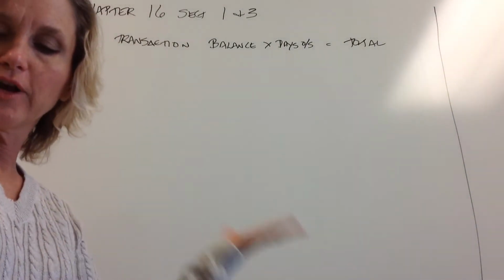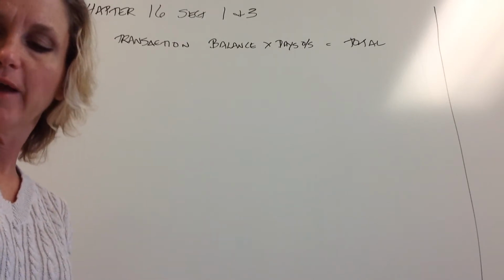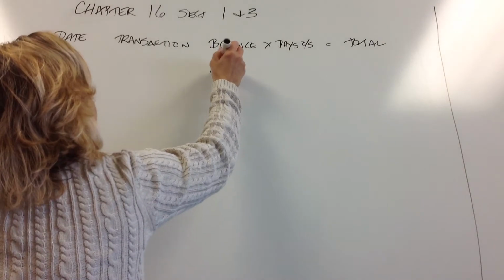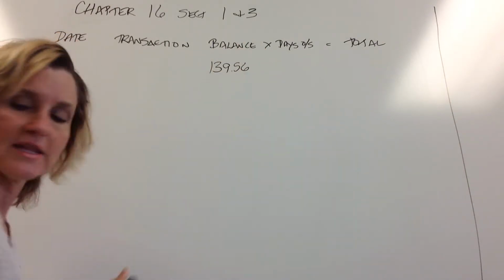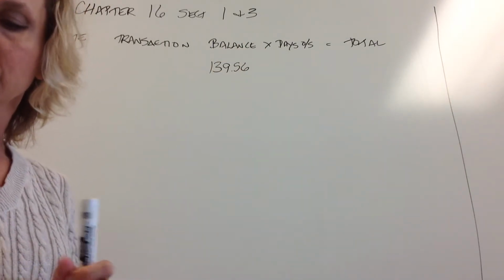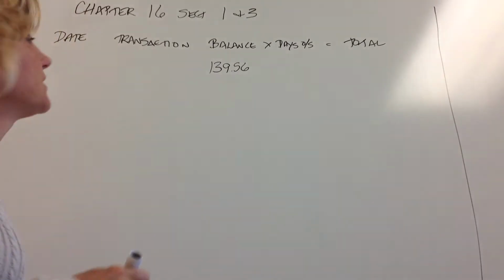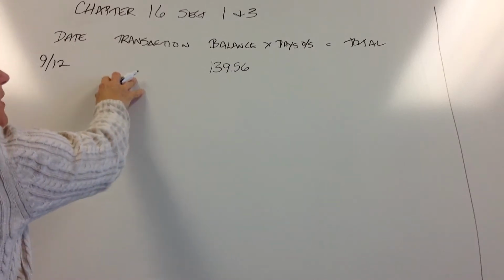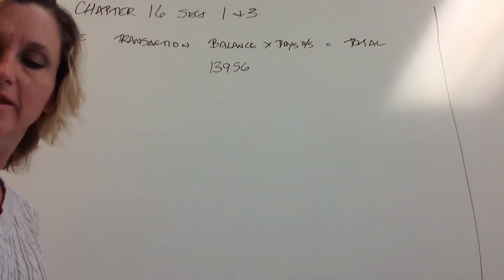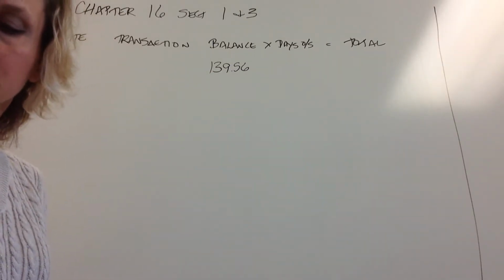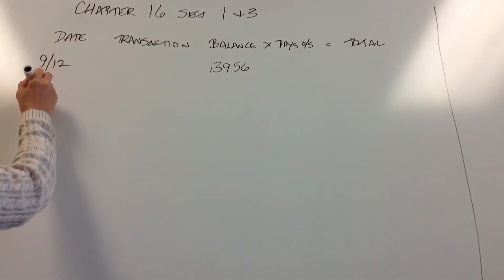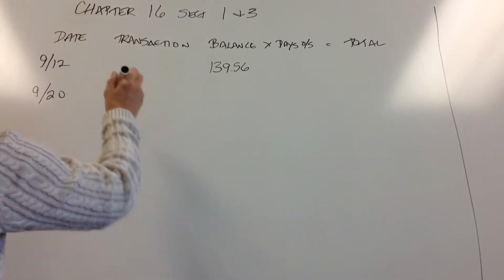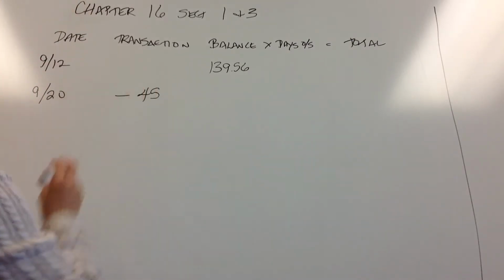If we have a credit card statement that has a previous balance of $139.56, that is my balance on our billing date, which is September 12th. So nothing happened; that was my starting balance. Then on September 20th, I make a payment. If I make a payment, I'm going to reduce my balance.